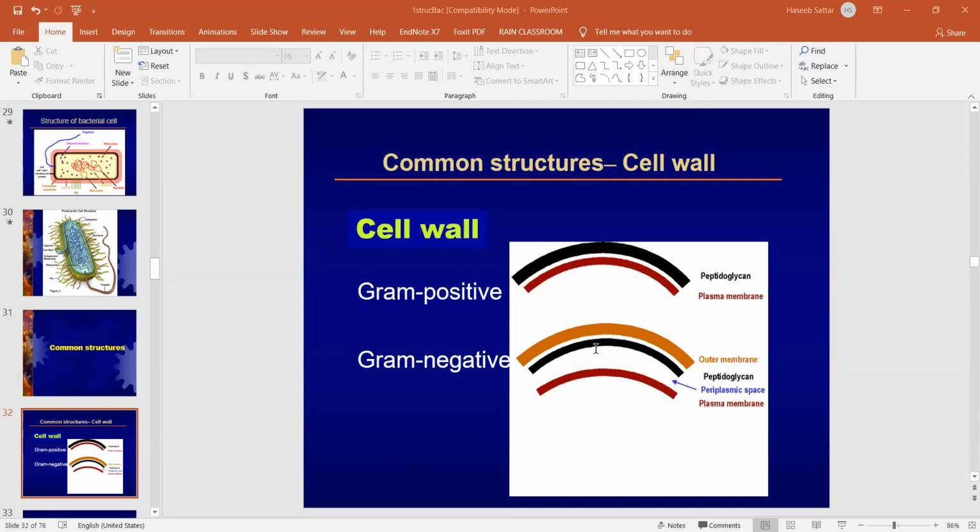There is one exception, Mycoplasma species. Mycoplasma is the smallest bacteria. In Mycoplasma species, the outermost layer is the cell membrane. There is no cell wall. So this is an exception, but all the rest of the bacteria have a cell wall.